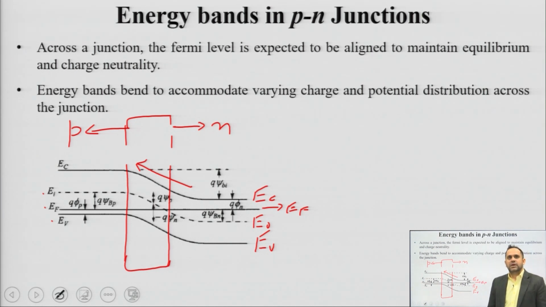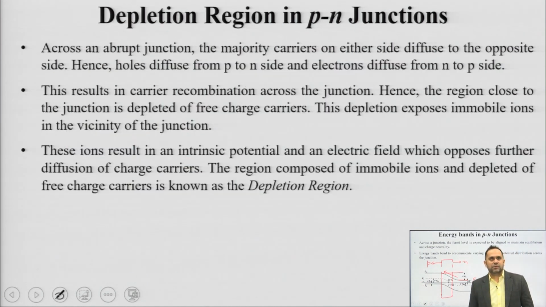This barrier plays a very important role when we study the working of a p-n junction, and the level of this bending basically measures the height of the potential barrier. So, this is how the energy band diagram of a p-n junction looks like.